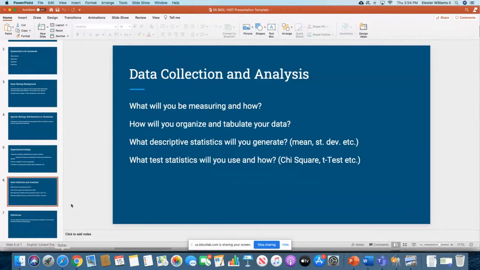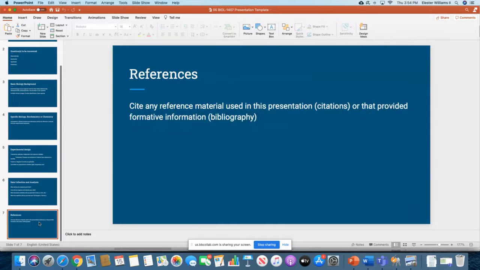And then, of course, you'll want to talk about how you plan on measuring your experimental variables and collecting them. And then, of course, you'll want to statistically analyze them. It's always important to include your references.